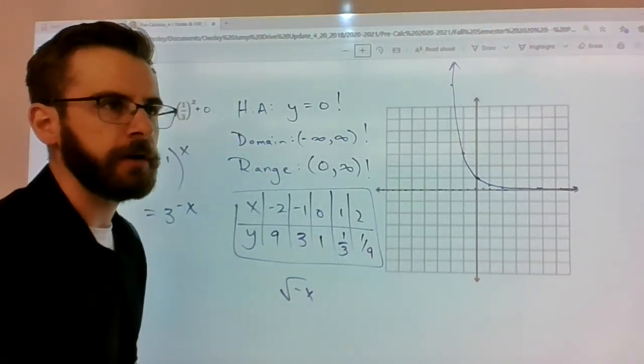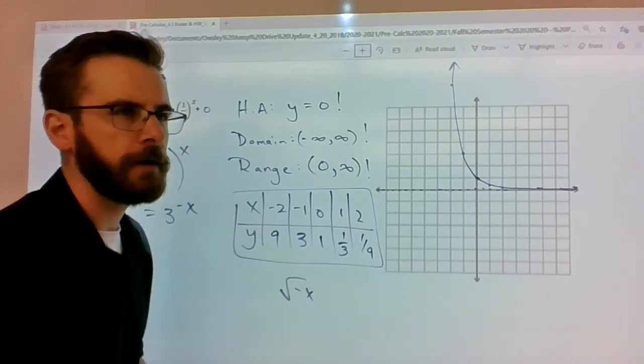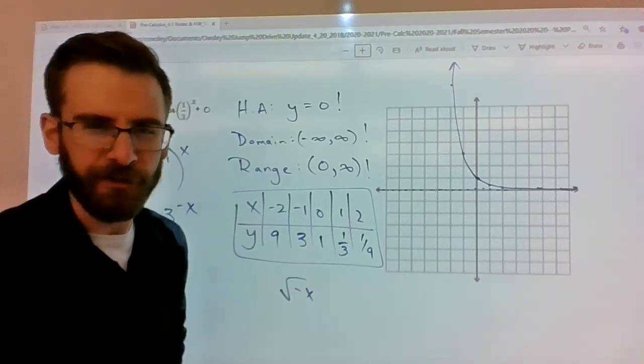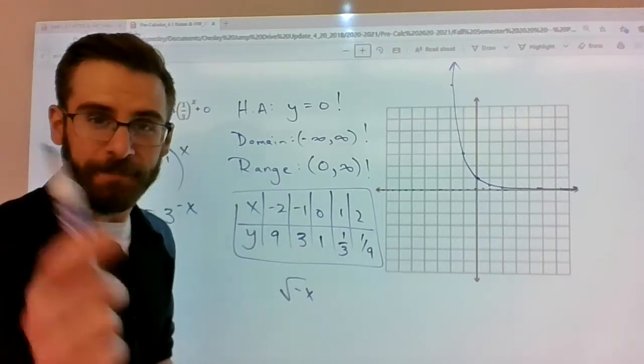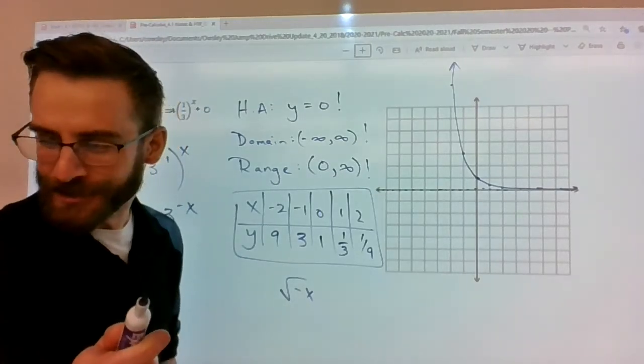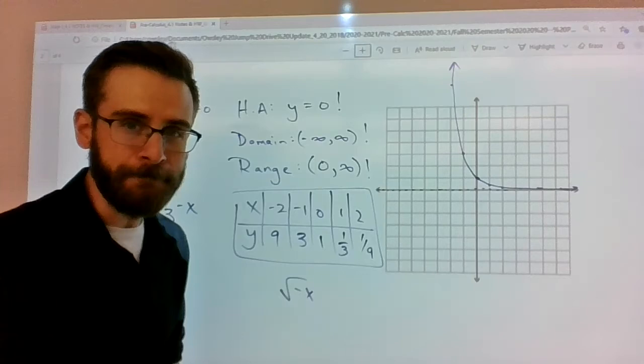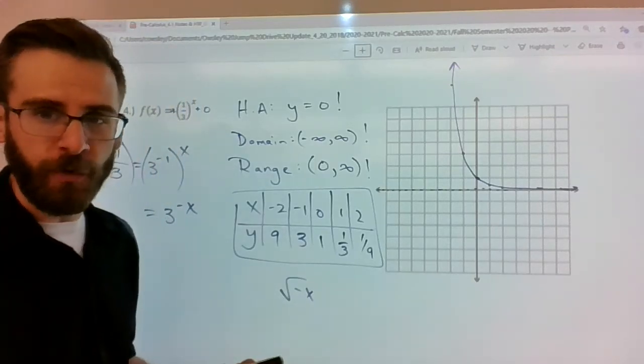What were some of the other examples? I can't think of the other examples right now. That means it's a good place to stop the video. So we got 4.1 out of the way, exponential functions, the graphs.